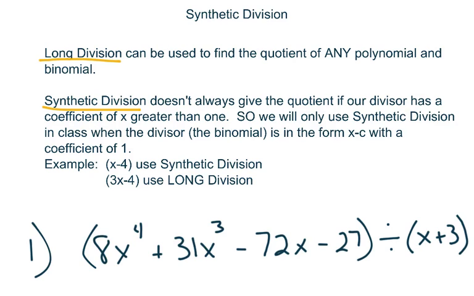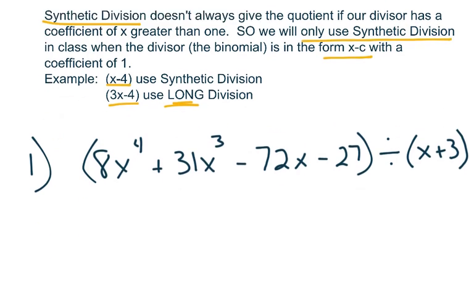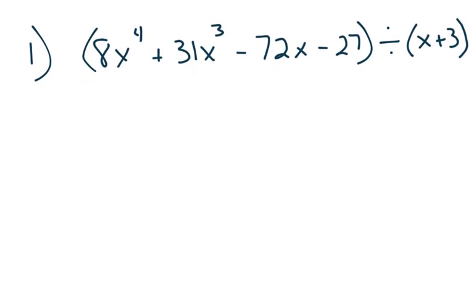So we are only going to use synthetic division when the binomial or the divisor is in the form x minus c. So in other words, here's some examples. If it is x minus 4, we would use synthetic division. If it is 3x minus 4, we're going to use long division. Okay, so let's just be sure that we know when we should and shouldn't use synthetic division. So let's do this example and just teach ourselves exactly what synthetic division is.